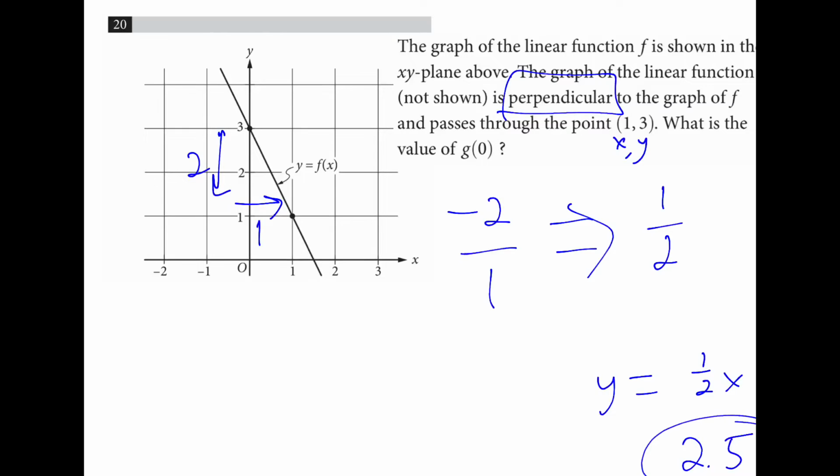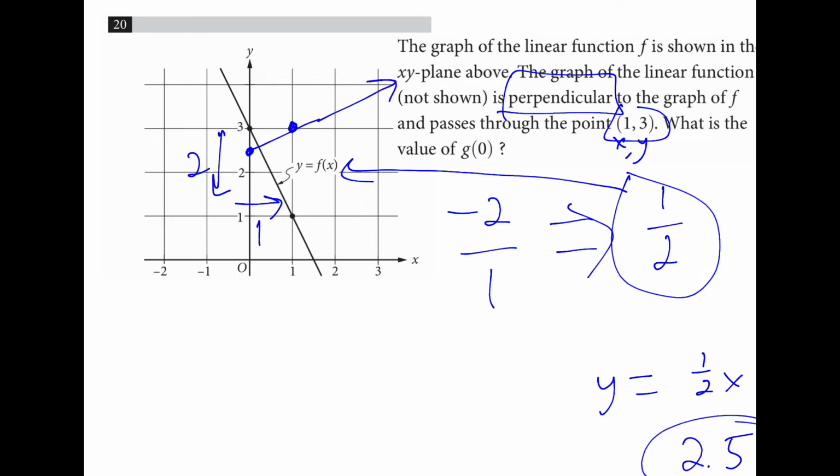You could have also solved this graphically by plotting this point (1, 3), and noting the slope was 1/2, so therefore we're crossing here to go up 1/2. Both would have given you the answer 2.5.